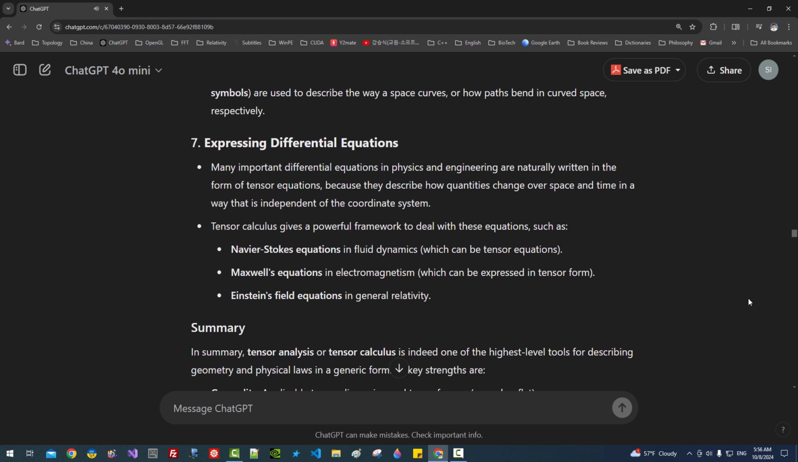7. Expressing differential equations. Many important differential equations in physics and engineering are naturally written in the form of tensor equations, because they describe how quantities change over space and time in a way that is independent of the coordinate system. Tensor calculus gives a powerful framework to deal with these equations, such as Navier-Stokes equations in fluid dynamics, which can be tensor equations, Maxwell's equations in electromagnetism, which can be expressed in tensor form, and Einstein's field equations in general relativity.